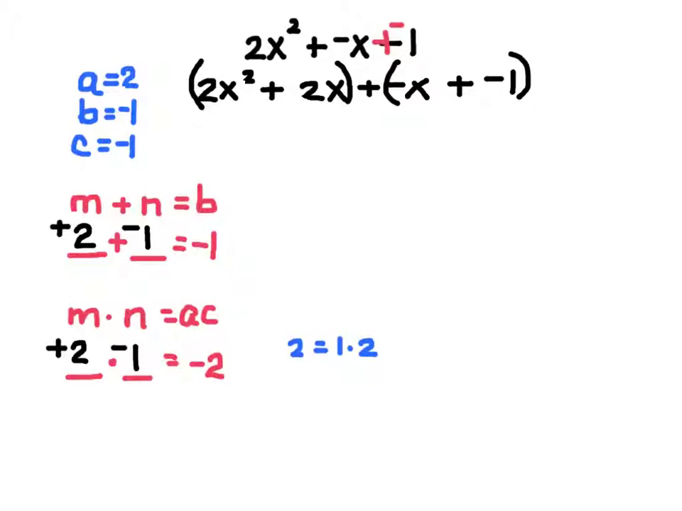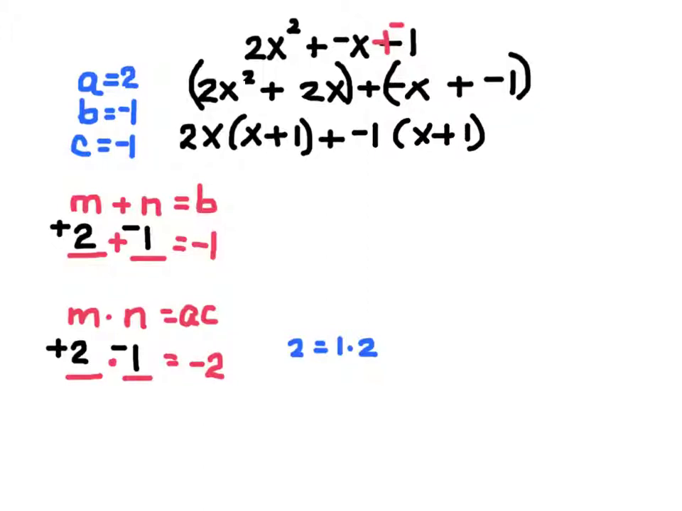Factoring out from the first 2, we can factor out a 2x, and what's left when we factor out a 2x? An x plus 1. Because 2x times x is 2x squared, and 2x times 1 is 2x. Don't forget the plus sign. Now we want to factor out here a -x plus a -1. If we factor out a -1, we get an x plus 1, because a -1 times x is a -x, and a -1 times 1 is a -1.